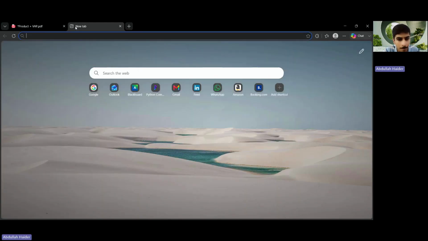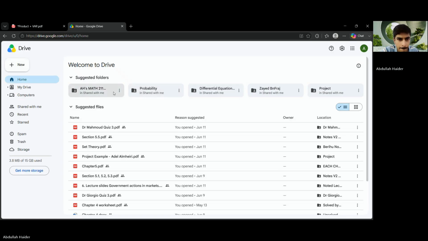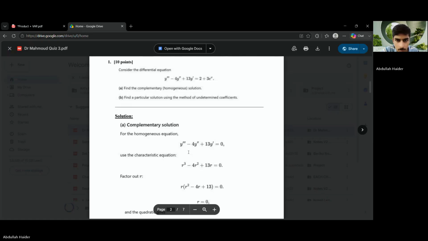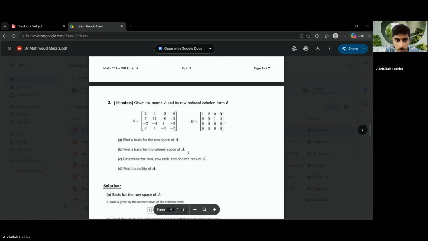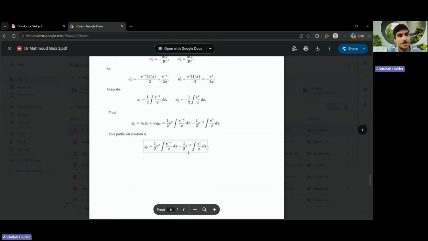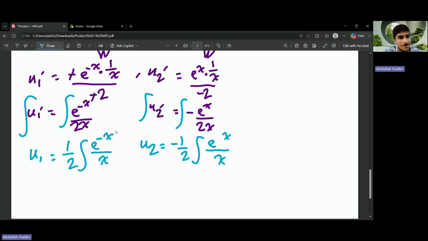Let's check something. Okay, so you don't have to find the integral. You don't have to find the integral of U1 and U2 in this question. It's up to Mahmoud. I don't know.